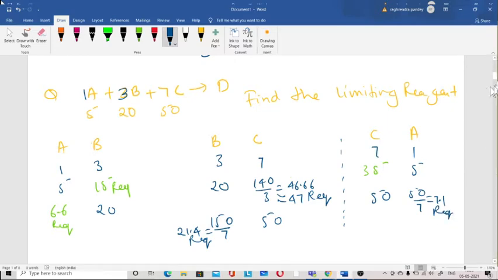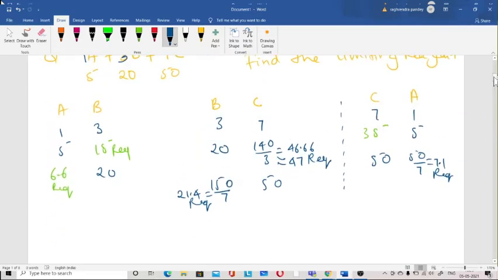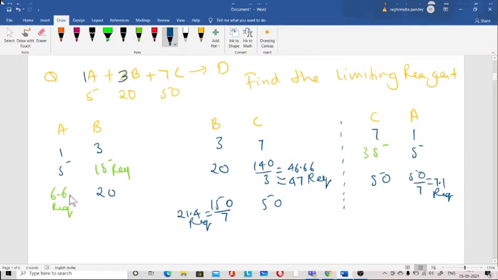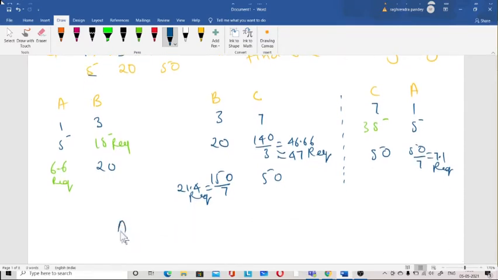Now let's compare it here. For A, 6.6 is a requirement of A, 5 is given, so A is the limiting reagent. And here it is 7.1, that is a requirement, and 5 is given, so again A is the limiting reagent. So A is the limiting reagent here. 7.1 is greater than 5 and 6.6 is greater than 5.